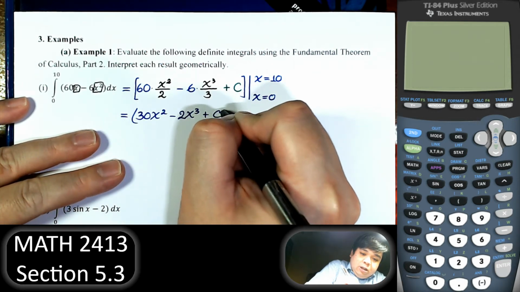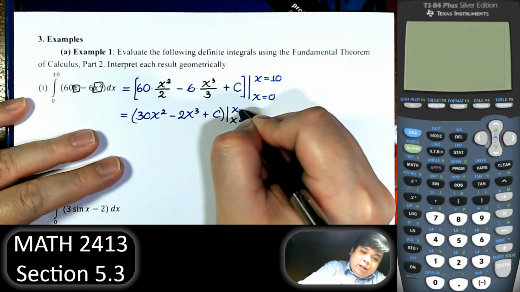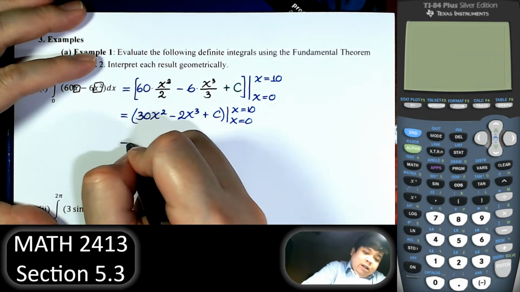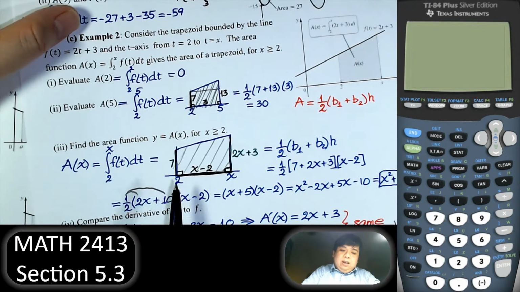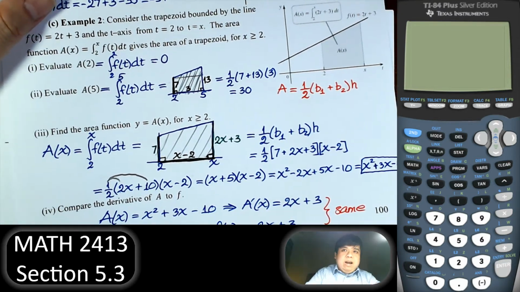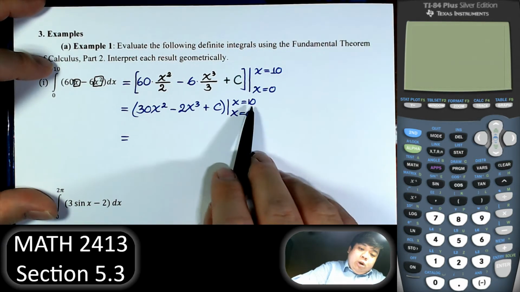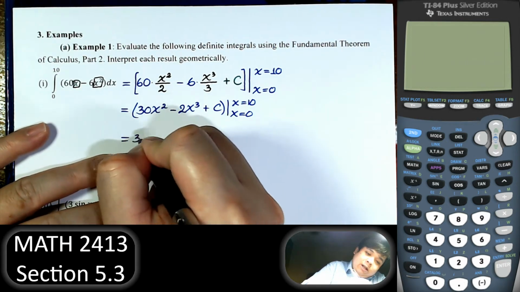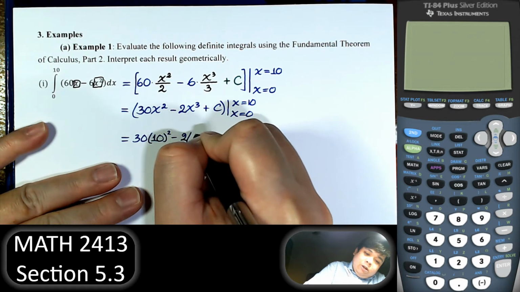Plus c. And go from 0 to 10. So 0 to 10. Just like when we find the distance from 2 to x, it is the right point minus the left point, the bigger values minus the lower values, the final minus the initial. So in that case, we're going to put 10 in for x and then put 0 in for x. So 30 times 10 squared minus 2 times 10 cubed.